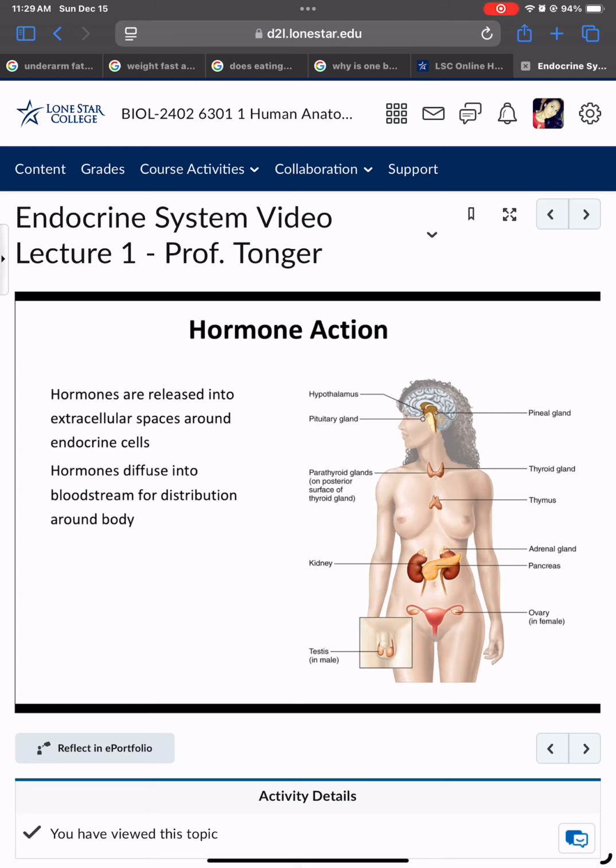Hormone action. Over here, if you look at this picture, it describes various glands and their location. Hormones as such, like I said before, in general regulate the processes of other cells, including inducing the production of enzymes, which are your biological catalysts, or other hormones, changing the metabolic rate of a cell, altering the permeability of the plasma membrane, and so on.